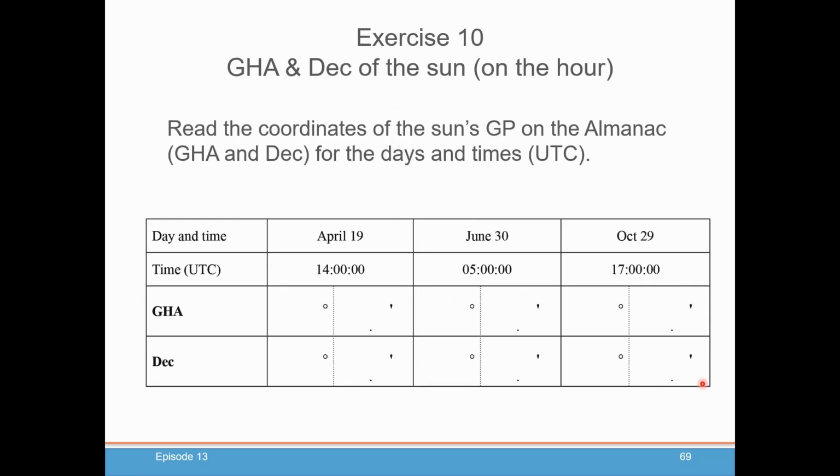And here's some exercises for you to do to pulling out GHA and declination from the tables in the exercise book, which you definitely want to either download or purchase. And work these out and check that you get the right answers. Or if you get the wrong answers, you can figure out where you went wrong. Sometimes making mistakes is the best way to actually learn and not make those mistakes in the future.